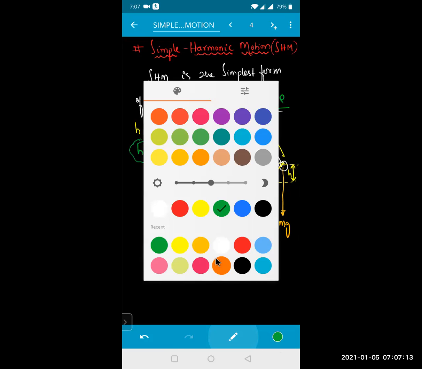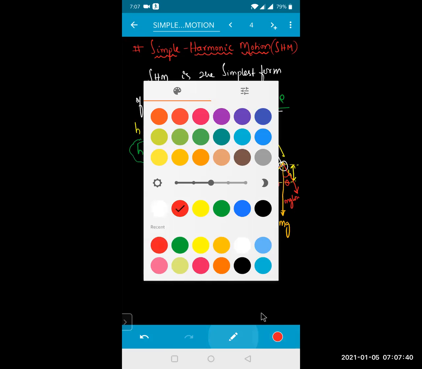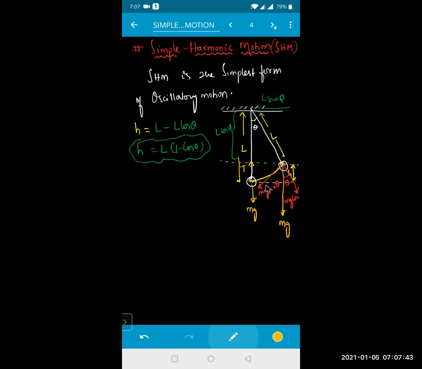Now what are the forces acting on that body? If this is theta, this is also theta. So here it is mg cos theta, and here it is nothing but mg sin theta. This mg sin theta is trying to pull back this body from the extreme position to the mean position. So this force is called the restoring force. Is it clear? The force responsible for bringing the particle back is mg sin theta.